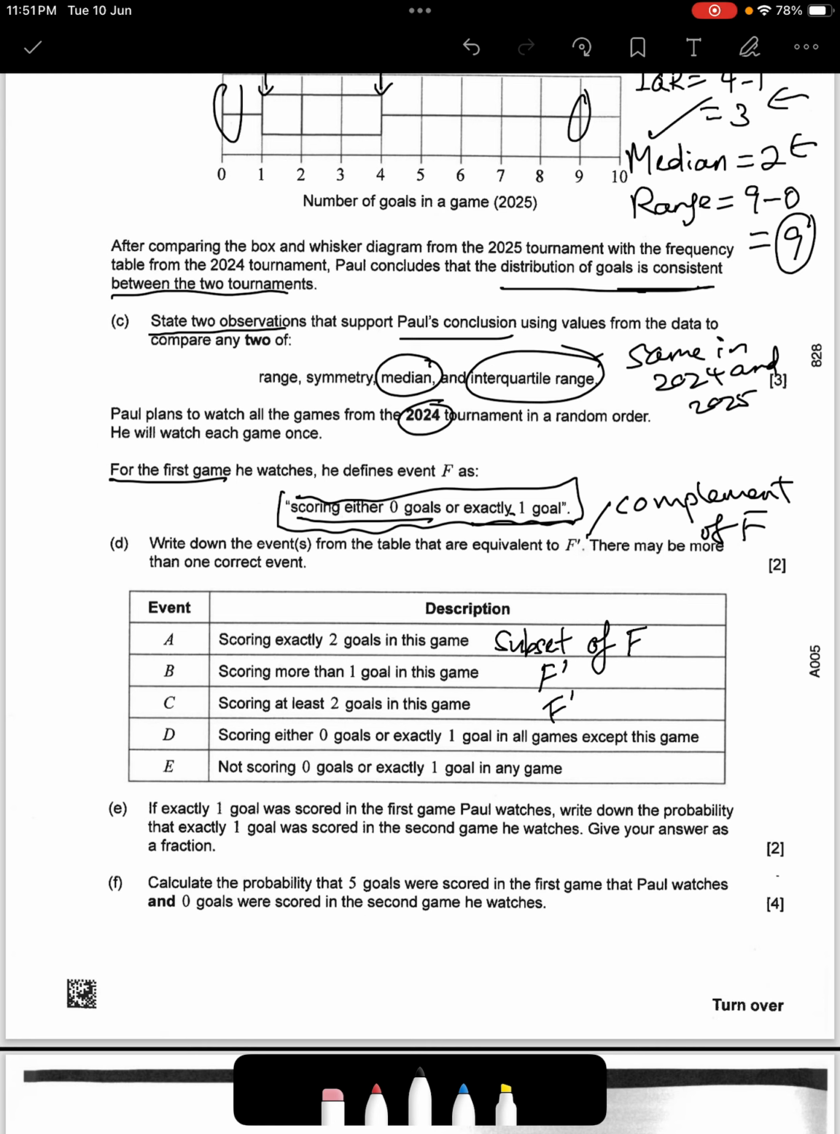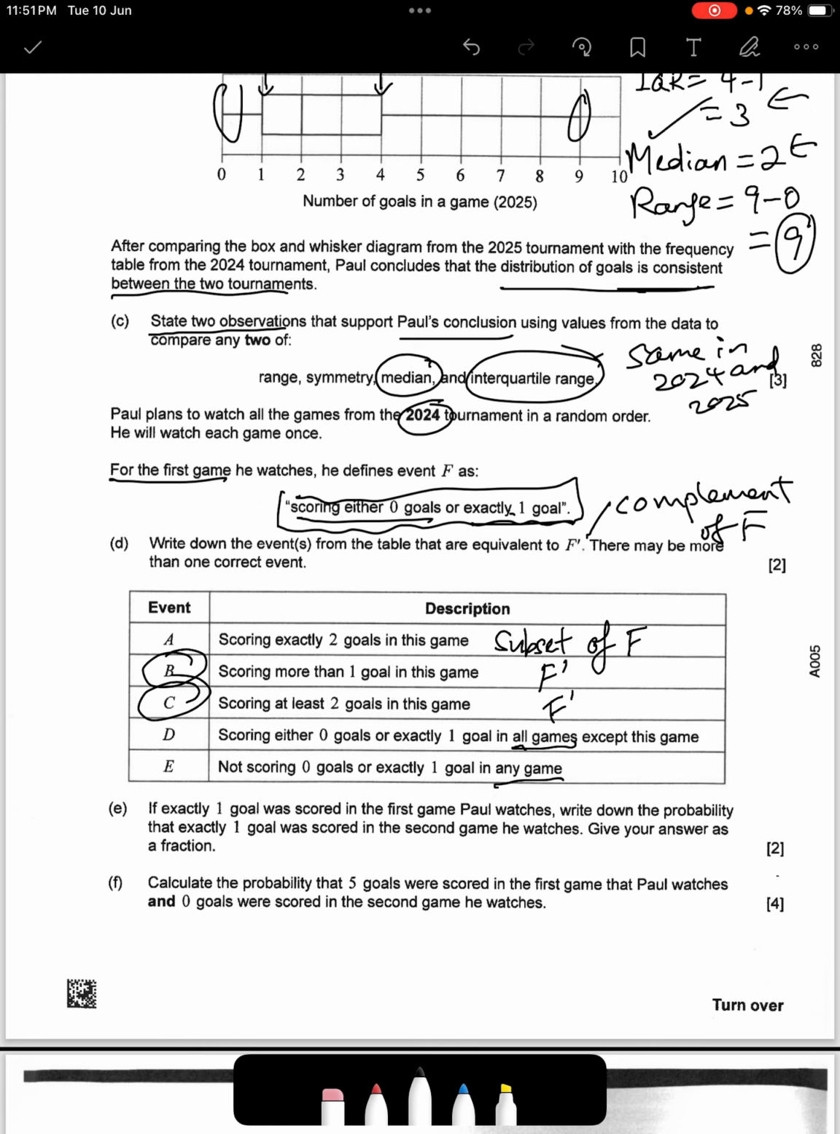Now in part D, it says scoring either 0 goals or exactly 1 goal in all games. So I think the words "all games" pretty much rule this out. So this is definitely not the F complement. Alright, so this is not equivalent. And part E, in any game. So again, we can kind of rule this out as well. So narrowing down the options, I think we're only left with B and C, which are equivalent to F complement.